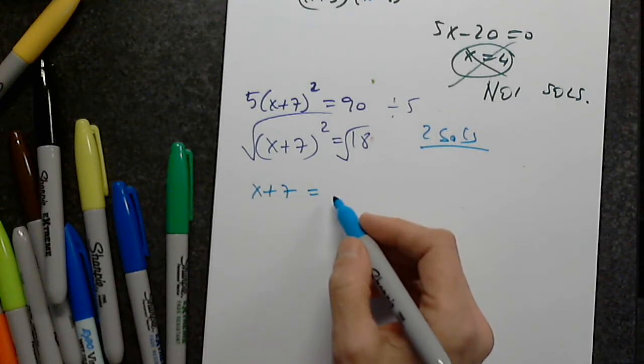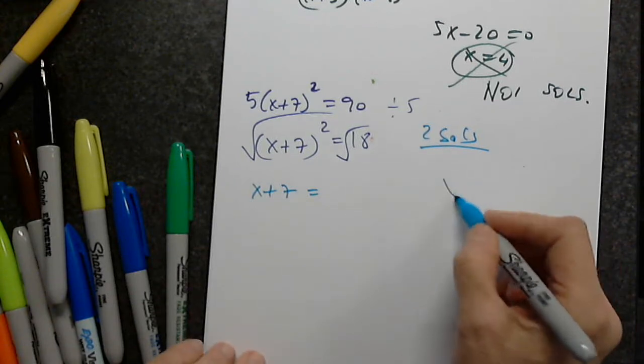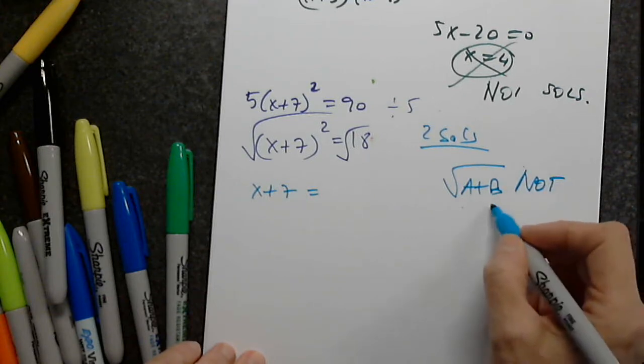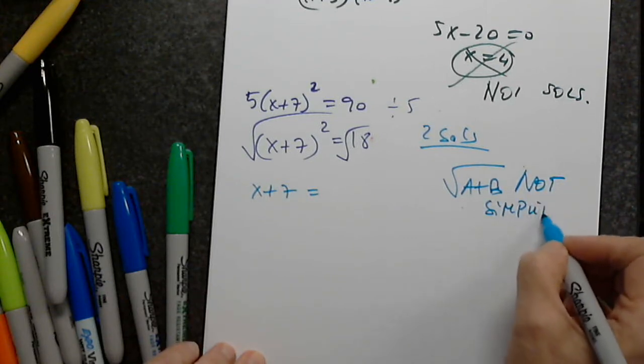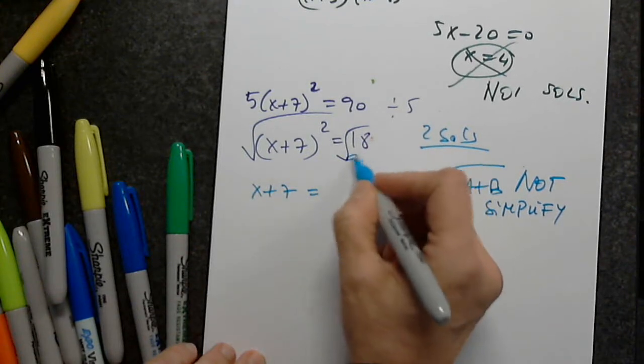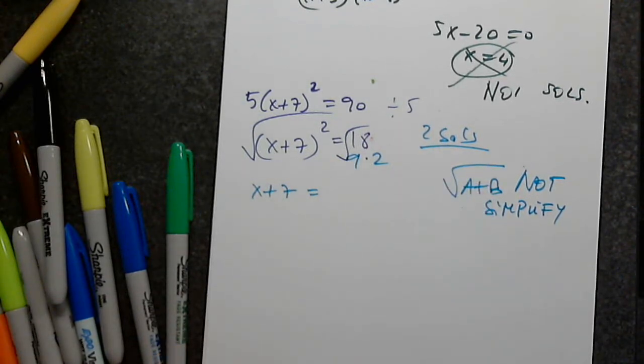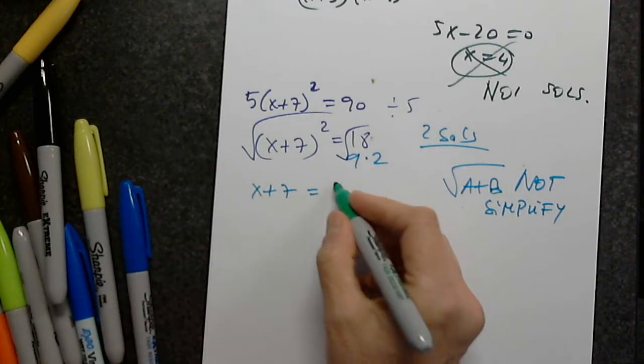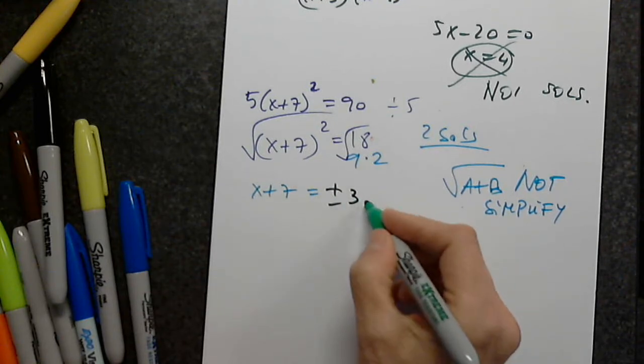Square root of 16 plus 2. I cannot take the square root of a sum. The square root of a plus b is not possible, not simplified. Square root of 9 times 2. Very good. 9 and 2. Good, I agree, because the square root of a product can be simplified. Awesome. Well done. So what do I write? X plus 7 equals plus or minus 3 square root of 2.